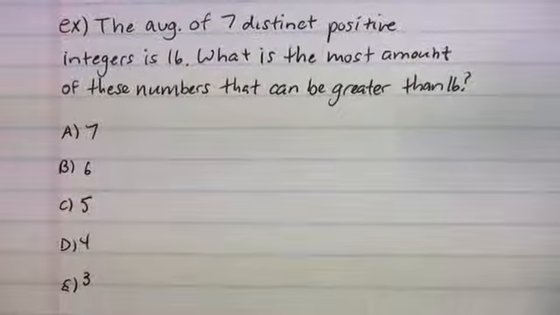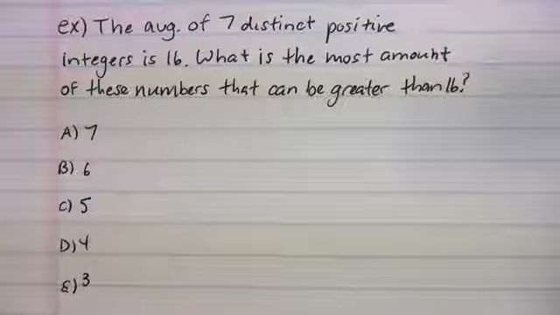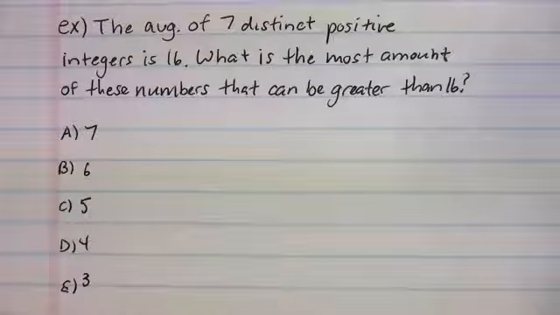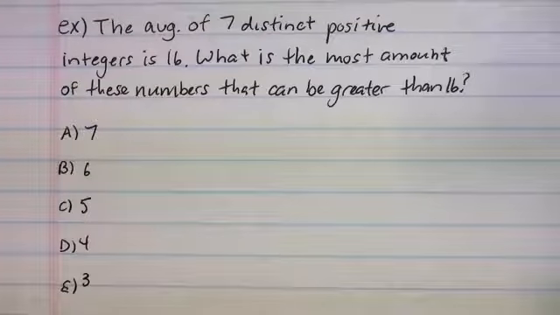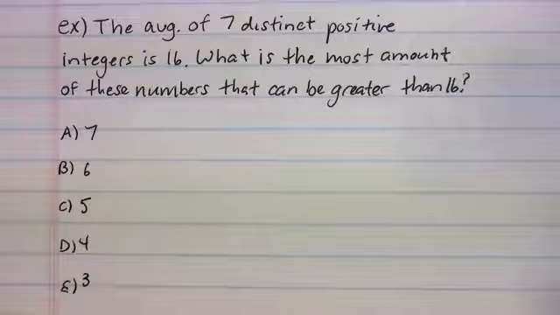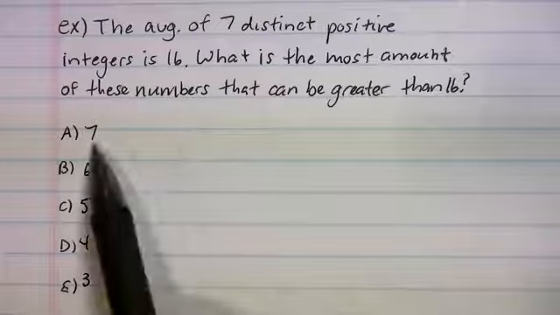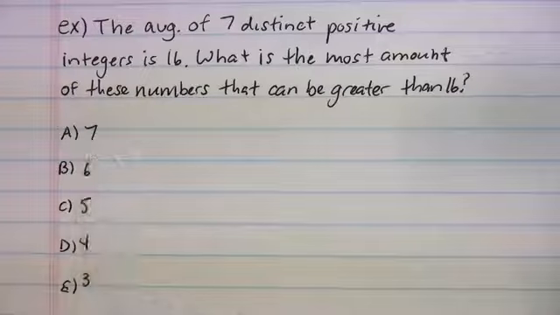I'm just going to move this up so you guys can see the first problem here. It says the average of 7 distinct positive integers is 16. What is the most amount of these numbers that can be greater than 16? Okay, so when we look at these numbers, it says what is the most amount. We want to start at the biggest number, right? So let's start at 7.